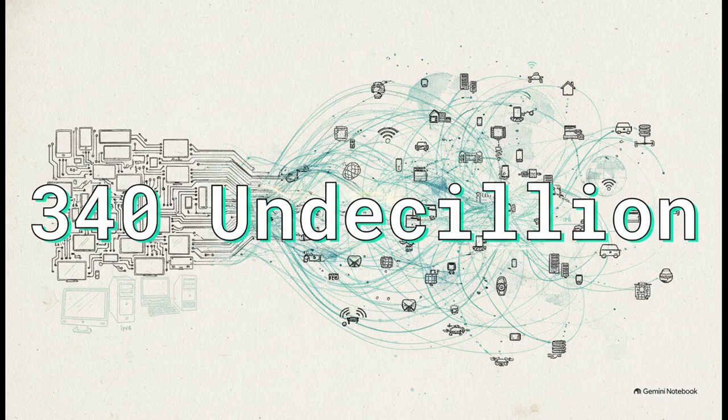Speaking of IP addresses, check out this massive number: 340 undecillion. Driven by the absolute explosion of IoT devices, the original IPv4 address space just ran out of room.